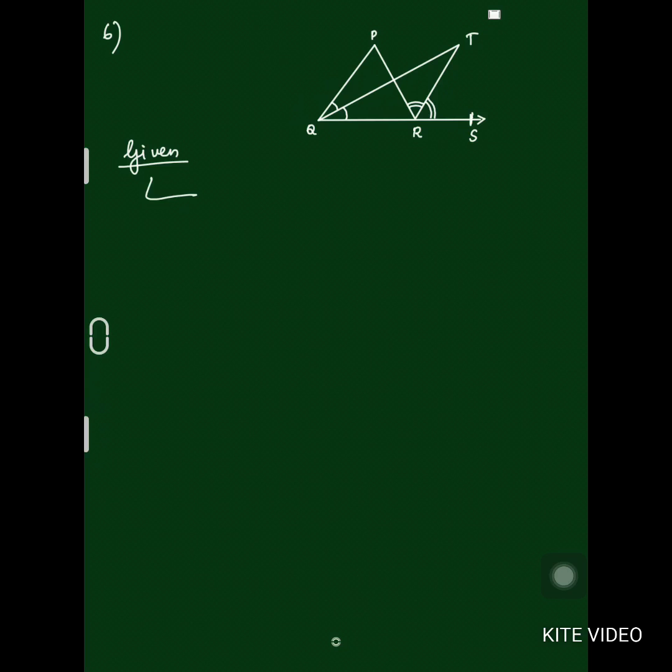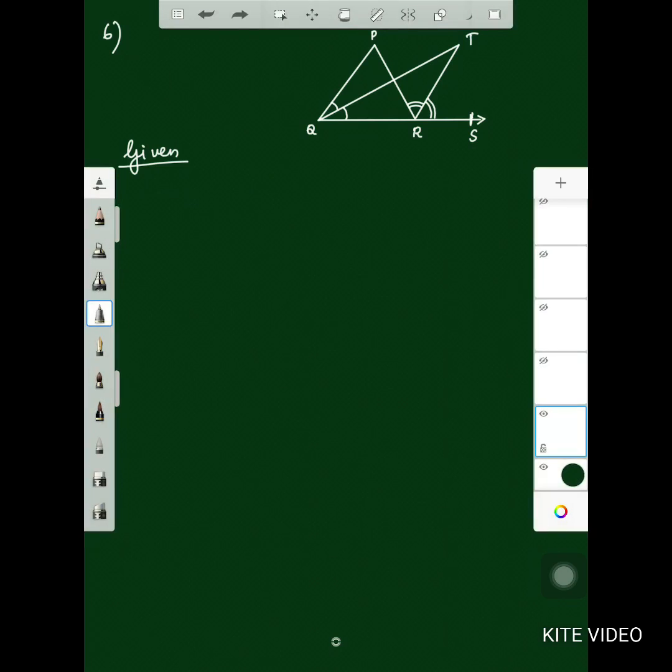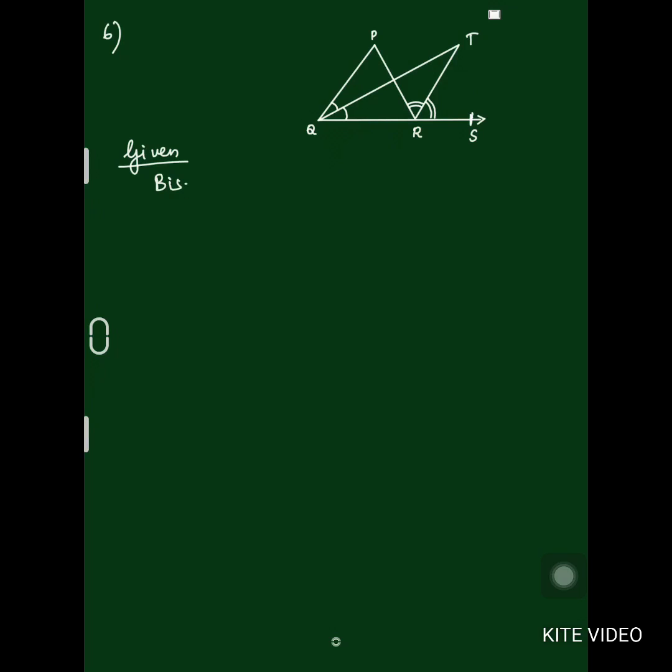Angle bisectors of angle PQR and PRS meet at T. What is given? The bisectors of angle PQR and angle PRS meet at T. Then we have to prove, what are you supposed to prove?